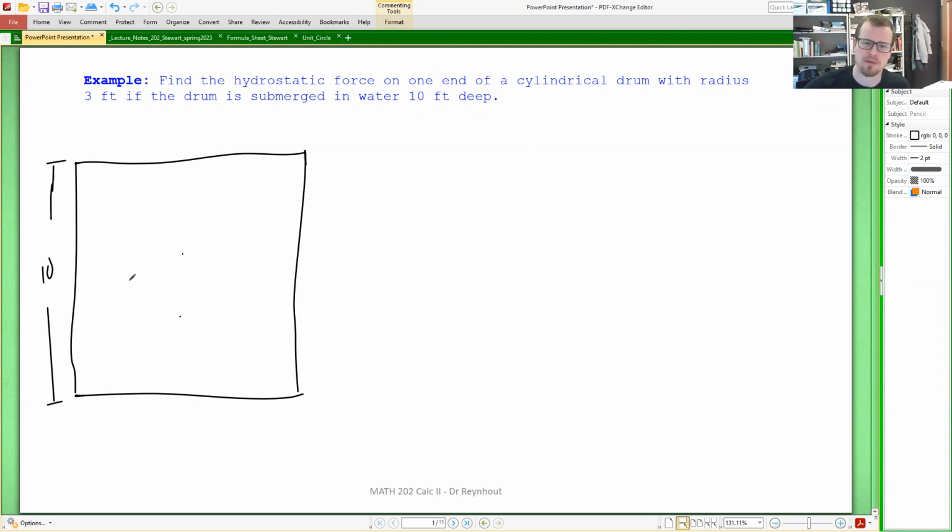So that's a pretty big drum here. Is this perfect? No. Does it need to be? No, not a big deal. Okay, so we have our drum sitting at the bottom of wherever, submerged. Excellent. So here's our scenario. We want to calculate the force exerted on the end of the drum.